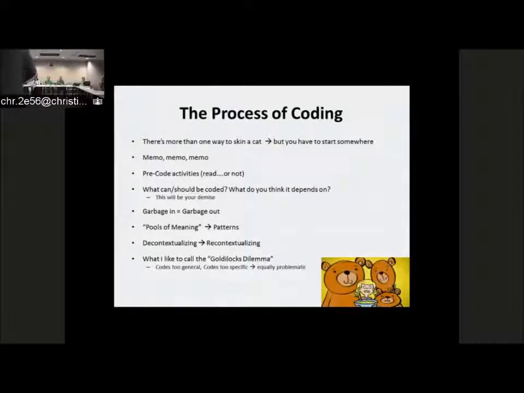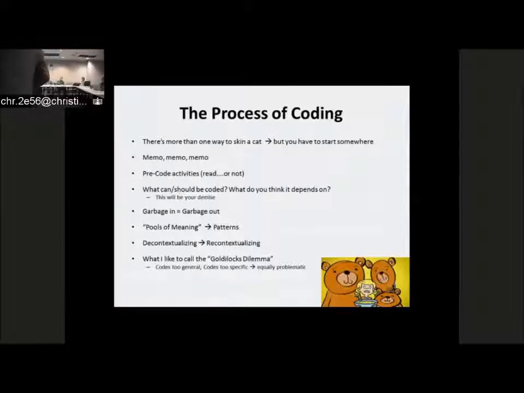What should be coded really depends on your research questions and your research topic. And of course, that can be your demise, because sometimes you'll see things in the data and think, oh, this is really cool, and it's nothing. Zero, zilch. It just took you in a nice little direction way off your main track. Be careful. Be mindful of your research questions at all times.